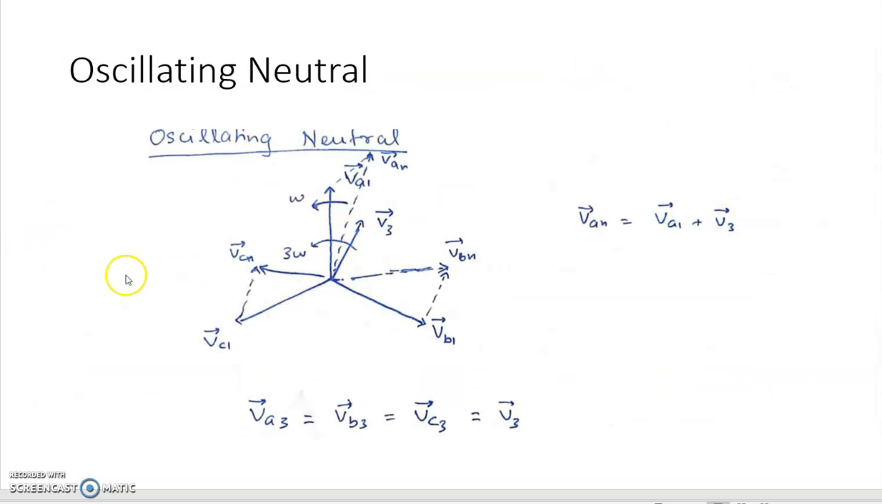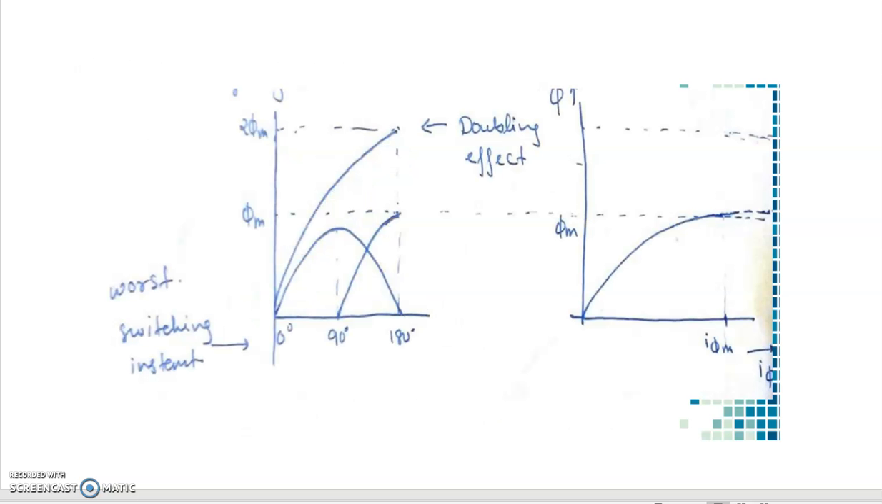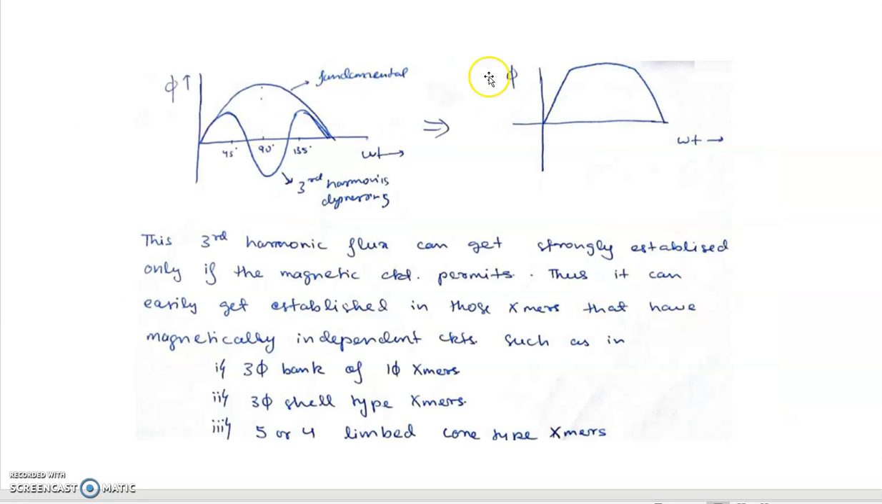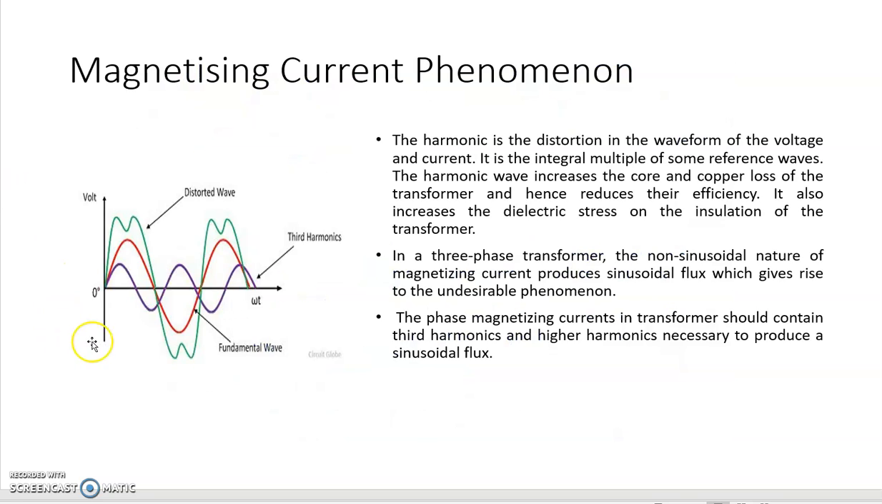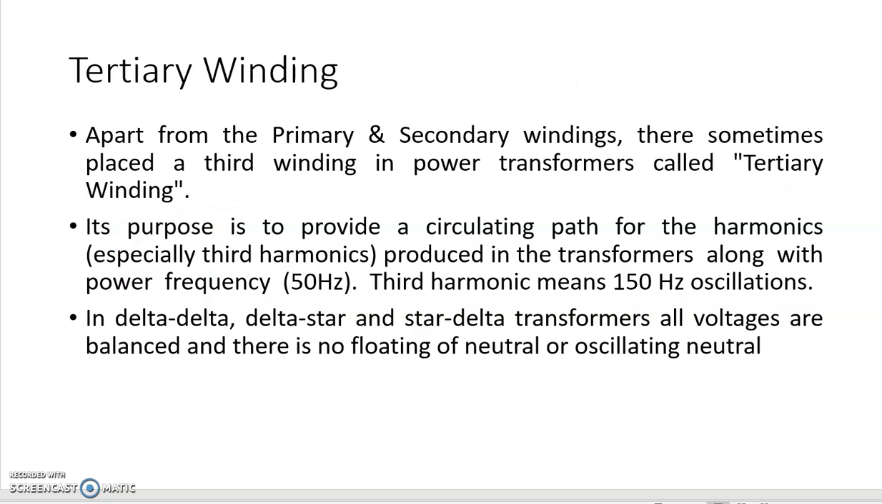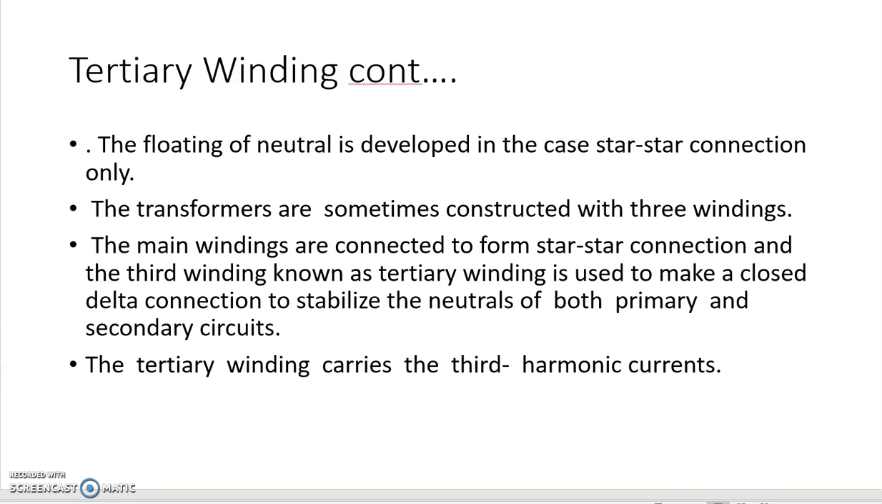So we understood the oscillating neutral part. The solution to this problem: what was the exact problem? The flat top, due to which the current was not getting a path, especially in the star-star connection, and these triplet harmonics were made to circulate in the three-phase transformer windings. Hence the solution we have suggested is the connection of the tertiary winding, especially when the star-star connection is there. Right? So finally a tertiary winding is connected to carry these third harmonic currents.